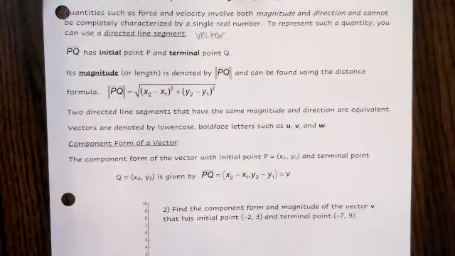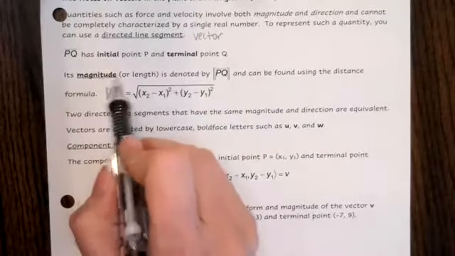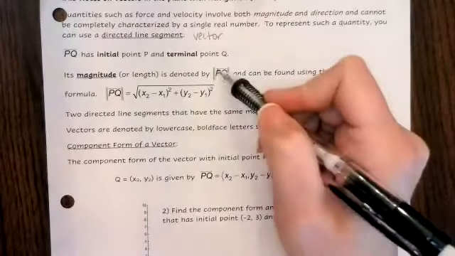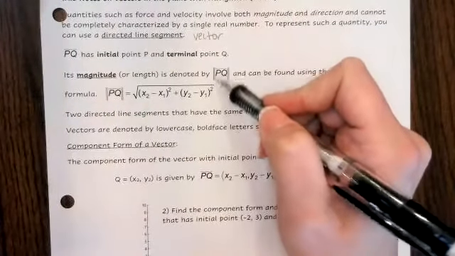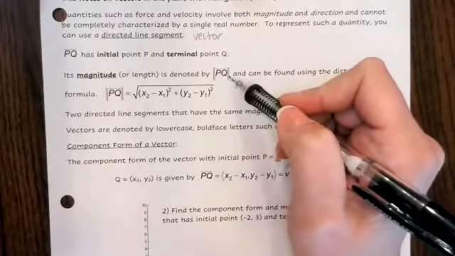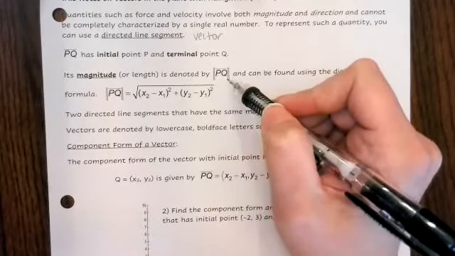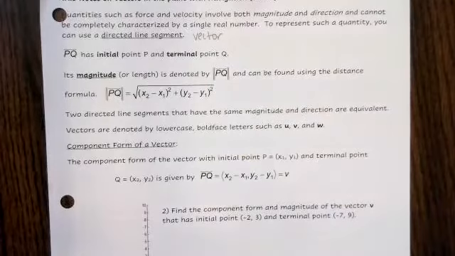Its magnitude or length, so this is its size basically, the length of that line segment is going to be denoted by these symbols here. It's got two little lines there on each side of our PQ. So we've got two lines and then two lines on this side, and that stands for magnitude. And it is found using the distance formula. The distance formula is going to tell us that length.